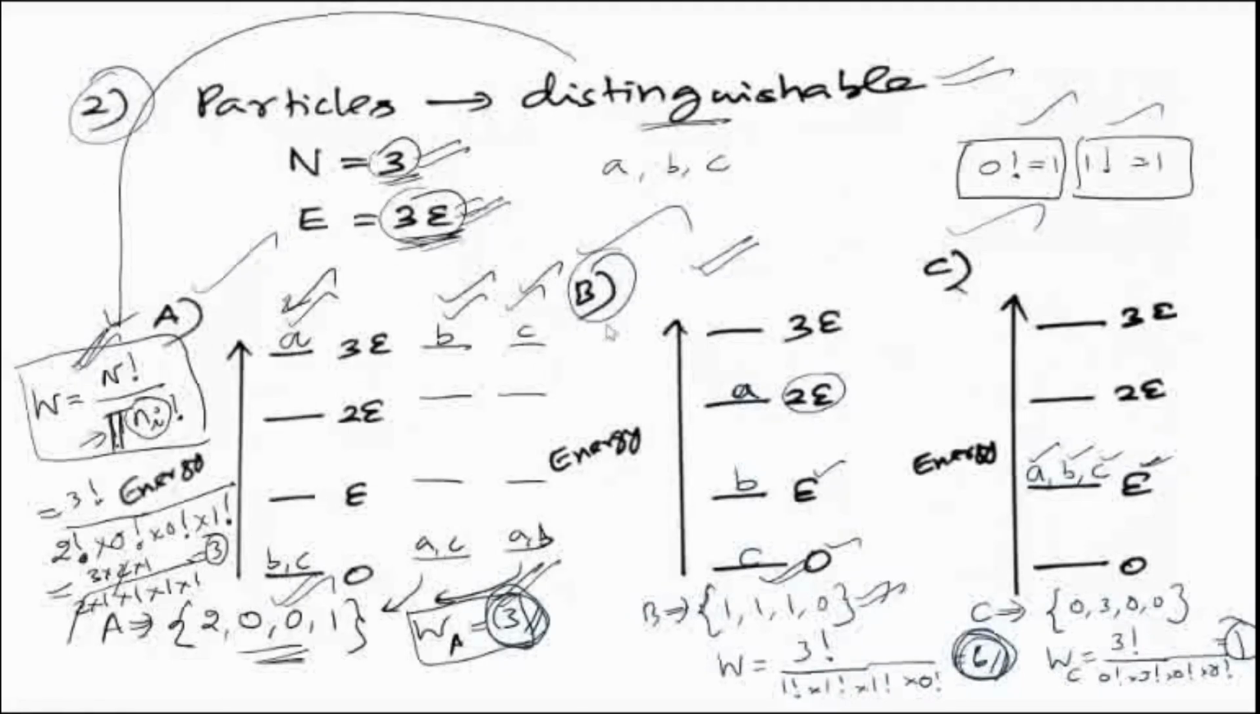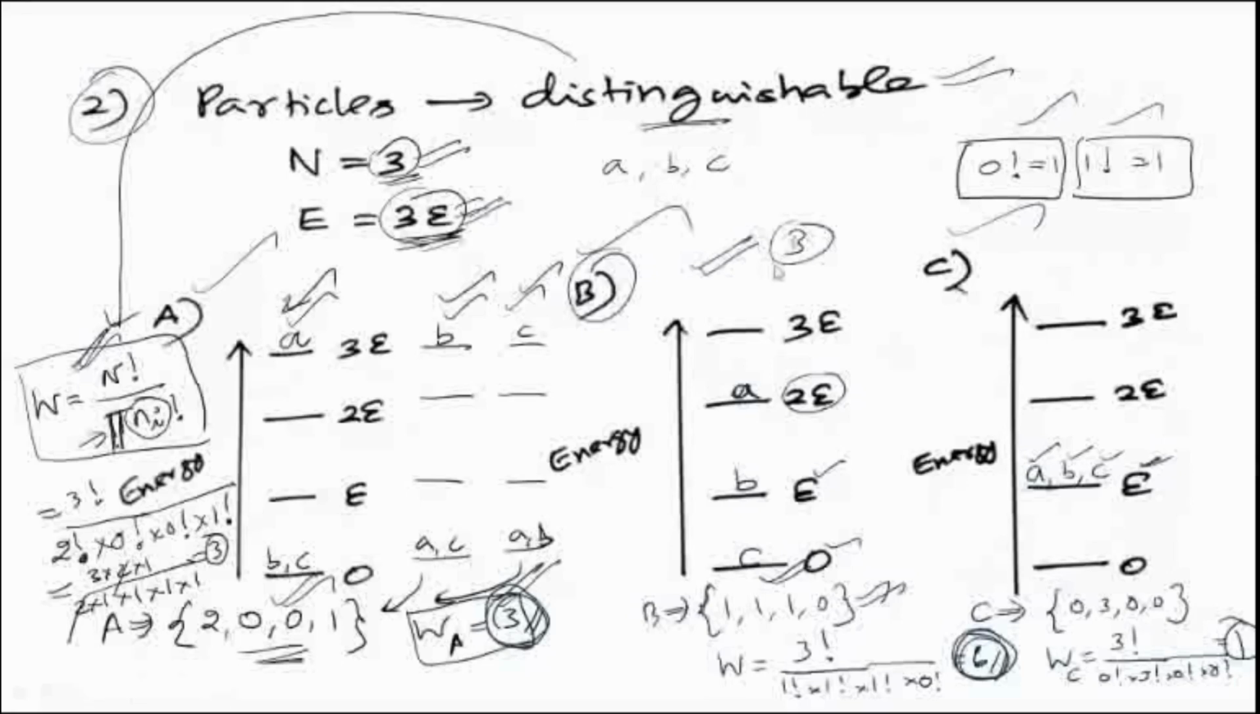Yes, sir. Thank you, sir. So among these 3 macrostates, which one is most probable? B. Very good. B is the most probable macrostate. Yeah, so keep this in your mind.